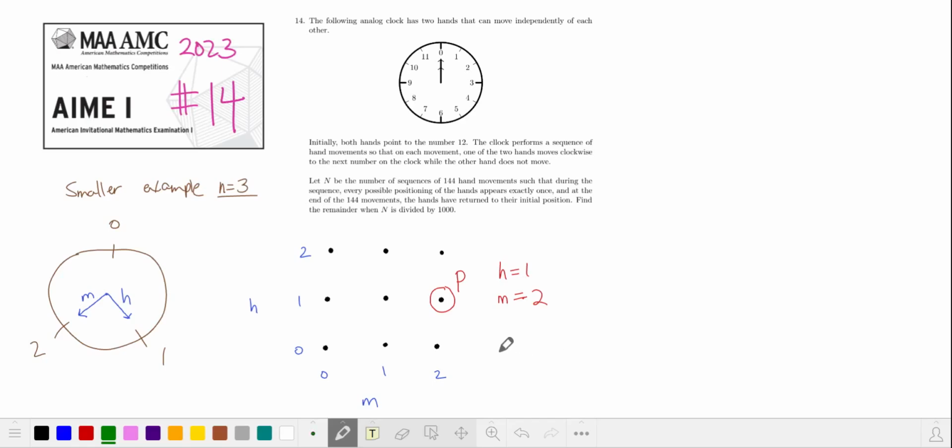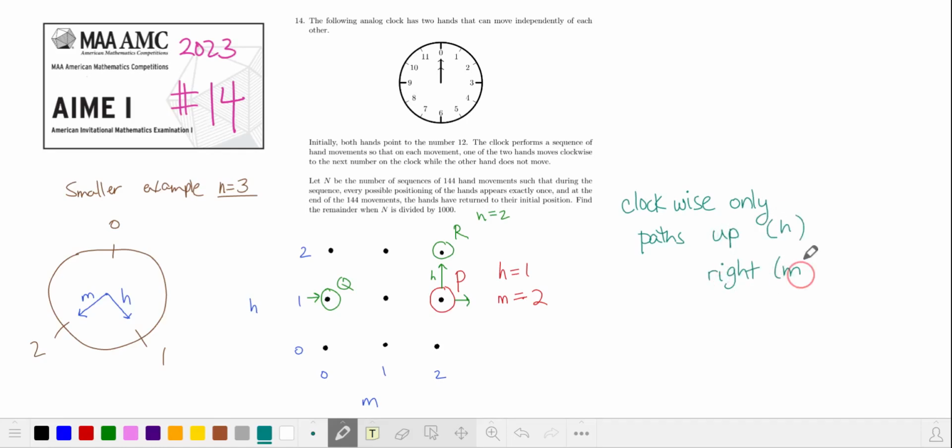Since the hands can move only clockwise, from point P, the minute hand can move to the right to point Q over here where M is equal to 0, which I'll note like this. If the hour hand moves clockwise, we can move from P to this point R, where H is equal to 2. Since our hands can only travel clockwise, the paths can only go up or to the right between lattice points if the hour hand moves or the minute hand moves.